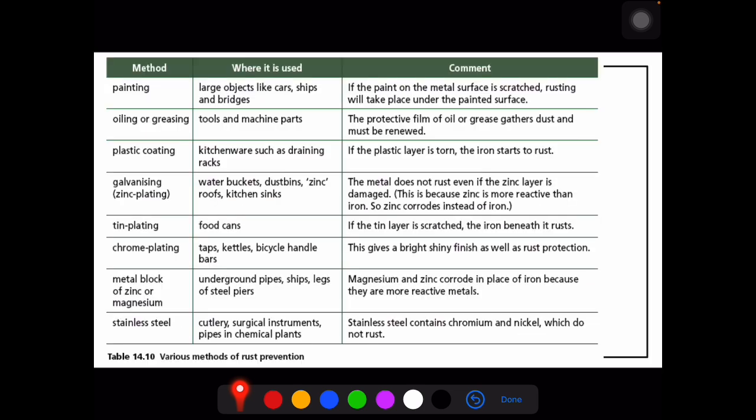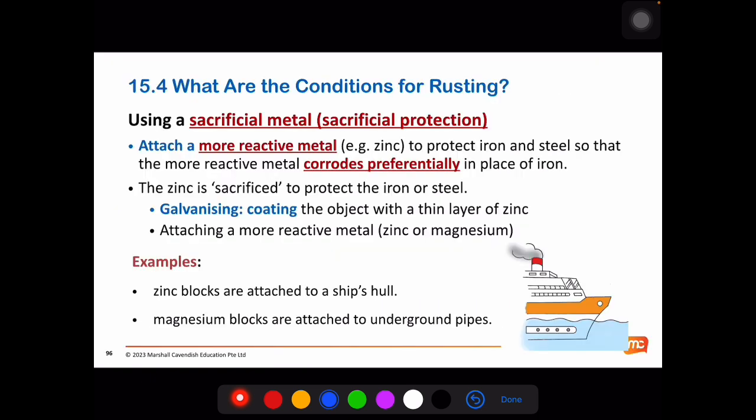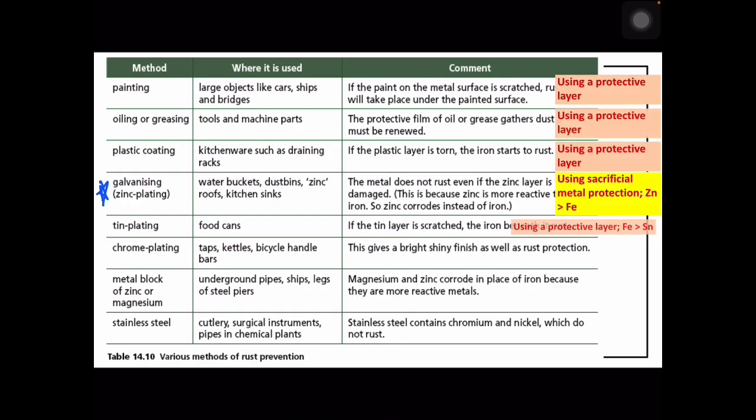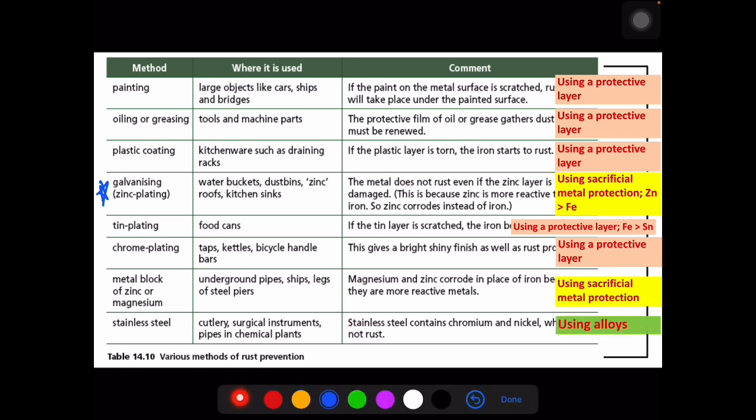So in summary, in terms of prevention of rust, there are a lot of methods, but I just want to highlight that the one we are really interested in for our syllabus is sacrificial protection, or one of the examples is what I call galvanizing. It's really about applying your concept of the reactivity series to figure out which method to use to protect the iron. So these are some of the methods that we are seeing over here and how they are chosen based on the different types that I was mentioning just now.